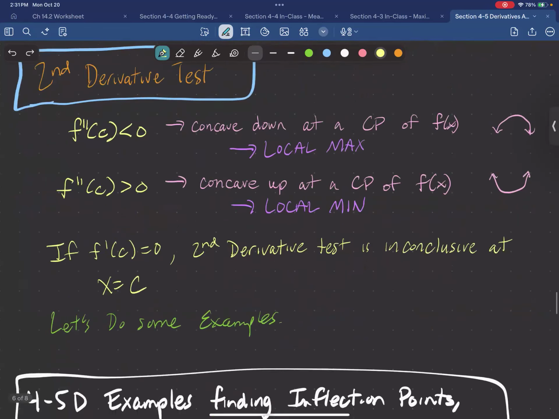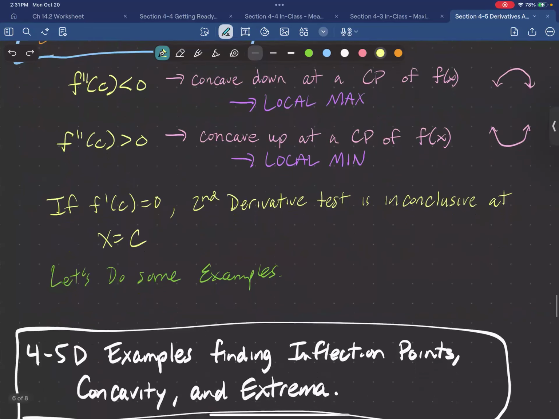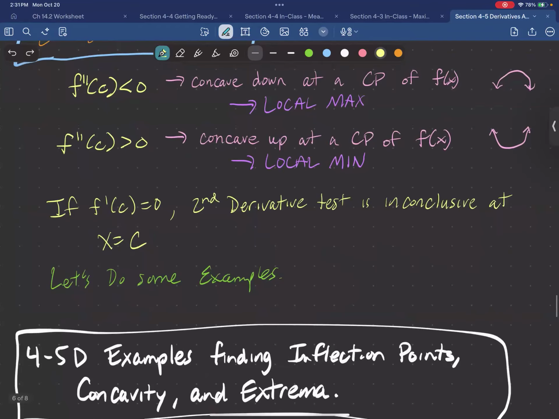Okay, let's do some examples. We're going to do them in the next video, though. So we're going to do first derivative test, then second derivative test. That's what we're doing.